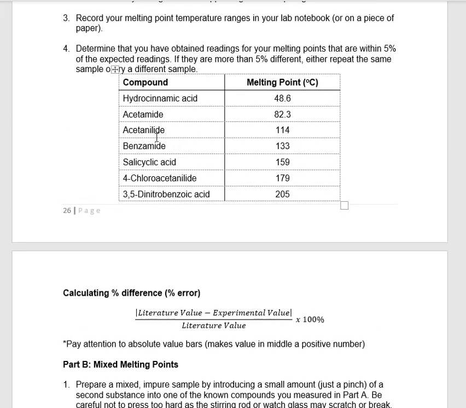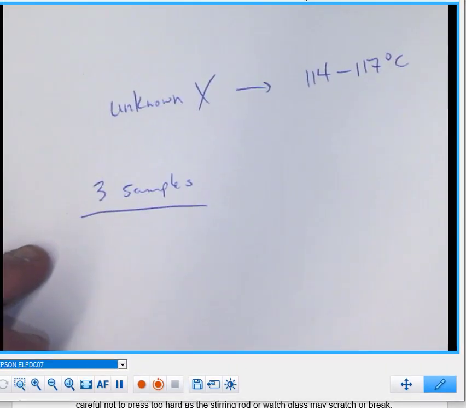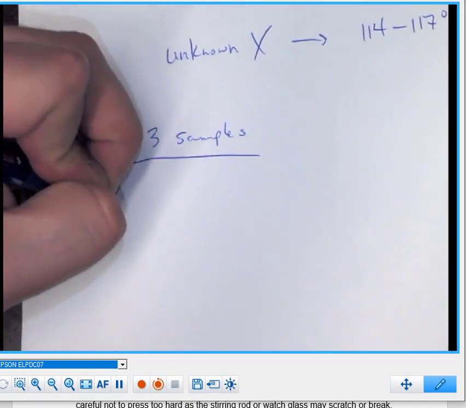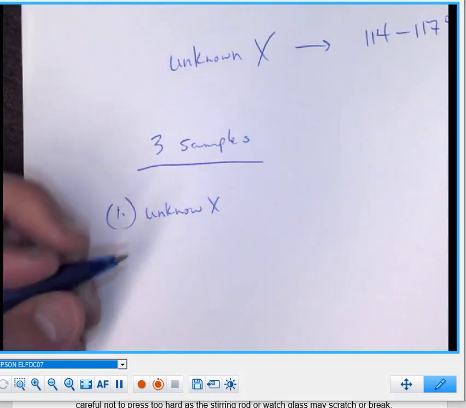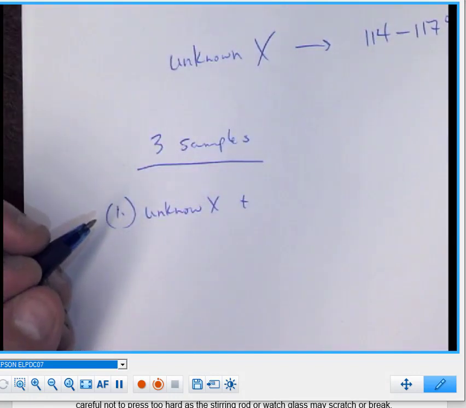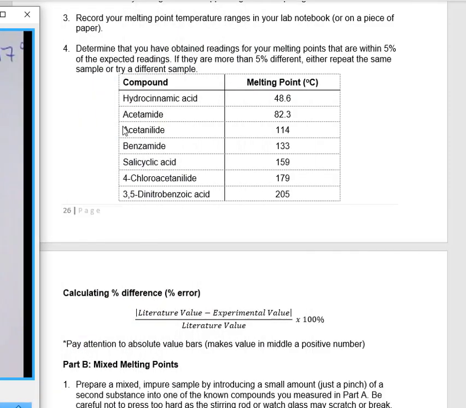I see here that around 114, it would be acetanilide, right? So then I'm going to prepare 3 samples. Right, and for those 3 samples, let me move this over here. For those 3 samples, I'm going to have sample number 1, which will be unknown X plus a little bit of, and I look at my table here, hang on. So I think it's acetanilide, right?